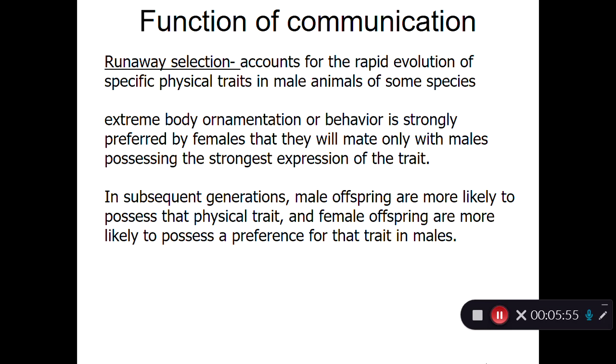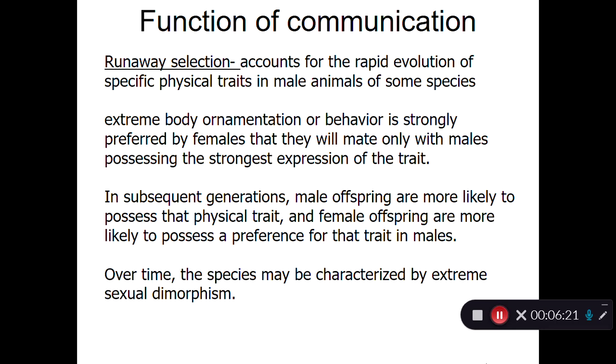And the female offspring are even more likely to have a preference for that kind of trait, like the bright colored rump. So we have this sort of one-upping where the trait gets bigger and better, and then the males get an exaggerated form, and the females then would become more choosy as time goes on. So it's kind of like a runaway selection for this ornamentation.